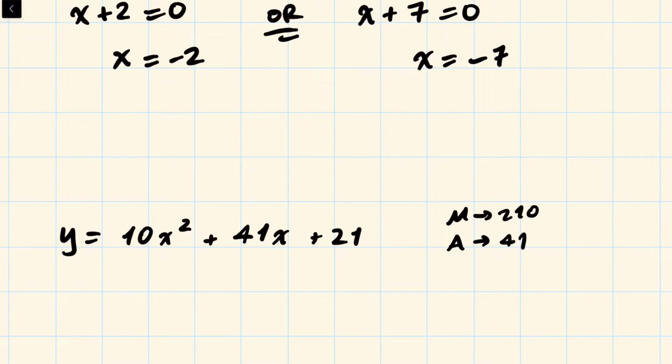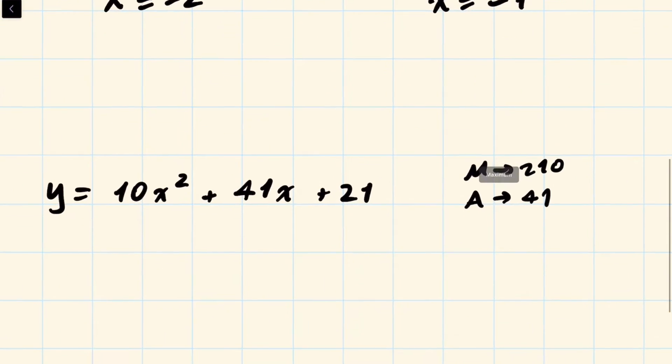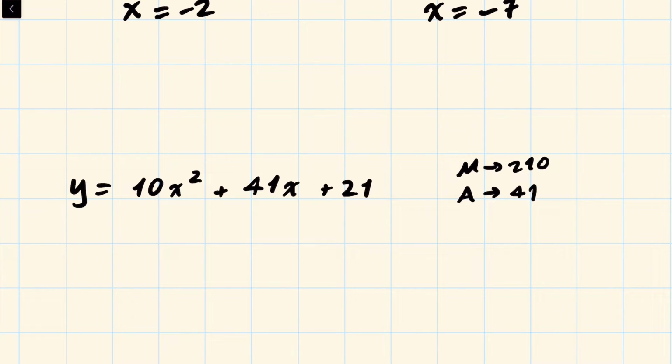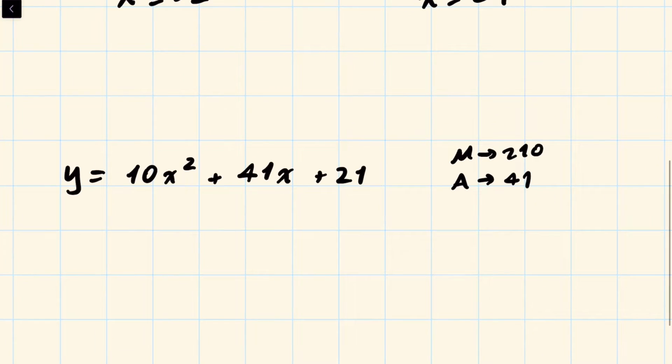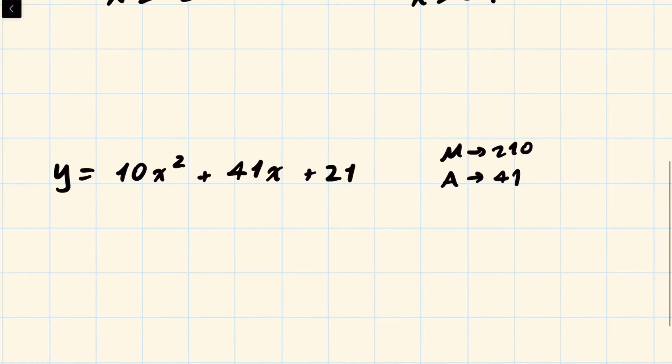Okay, so we have another example here. Now we need two numbers that multiply to 10 times 21, because remember, it's this multiplied by the coefficient of the x squared term. So we need two numbers that multiply to 210, and we need two numbers that add to 41. Okay, so what two numbers satisfy those two conditions?